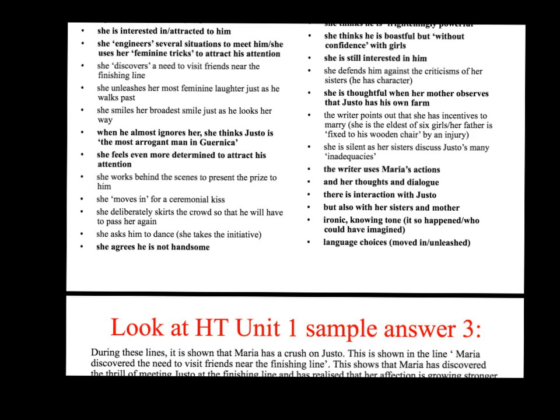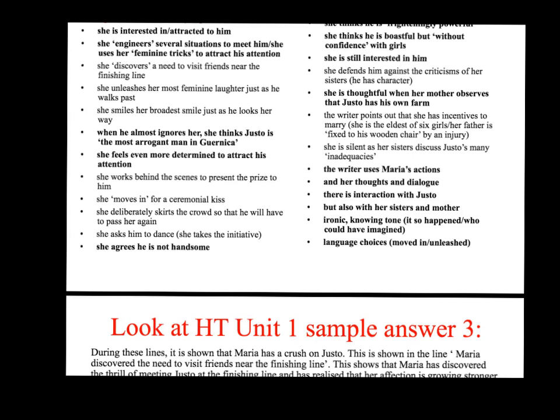So she's the eldest of 6 girls, and her father is injured and fixed to his wooden chair. She is also silent as her sisters discuss Justo's many inadequacies. The writer uses Maria's actions and her thoughts and dialogue. There is also interaction with Justo, but also with her sisters and mother. And we could suggest that there's an almost ironic, knowing tone. It so happened, who could have imagined? And the language choices such as moved in and unleashed. So what we're going to do now is to have a look at a higher tier Unit 1 sample answer.